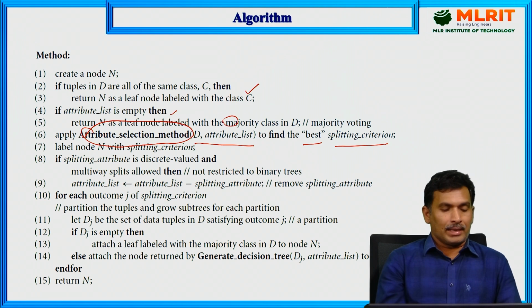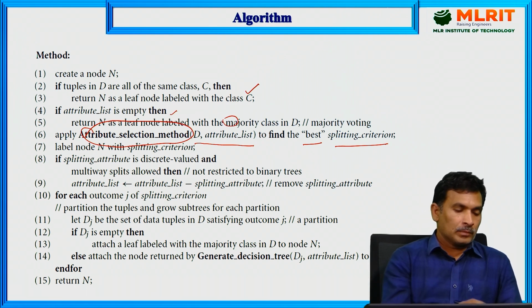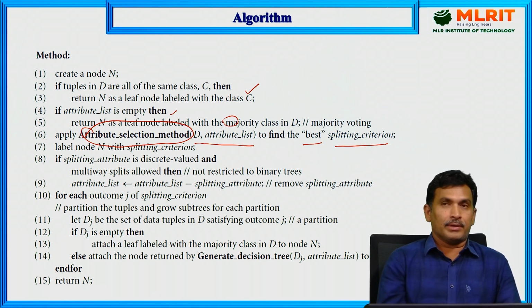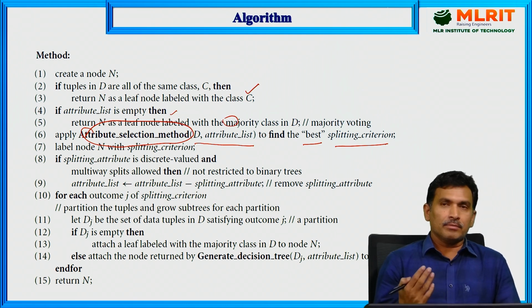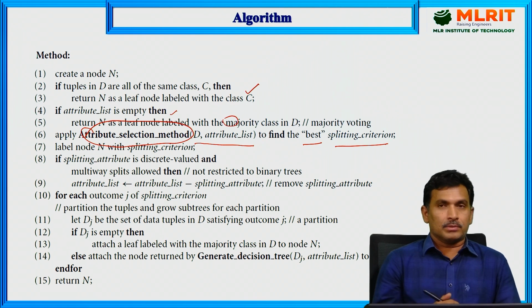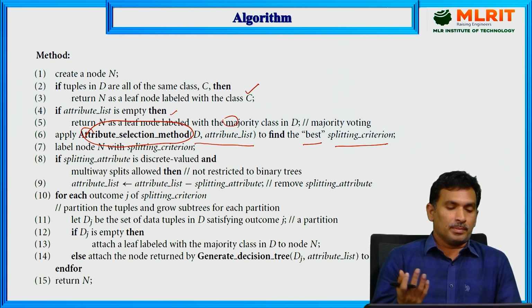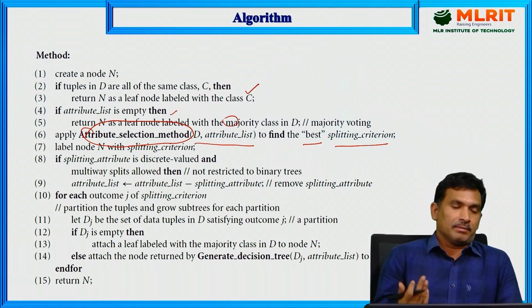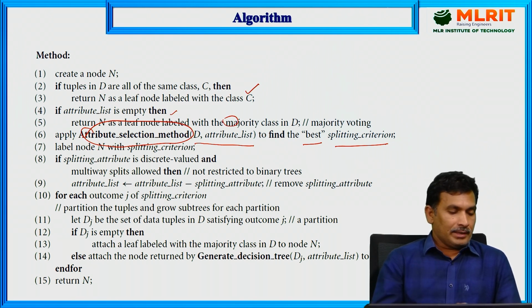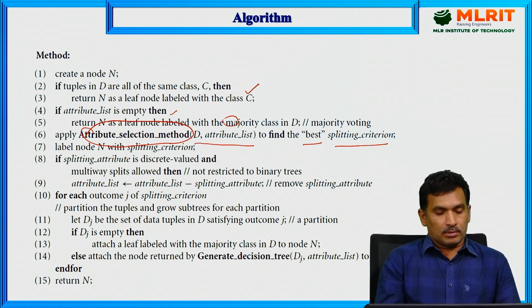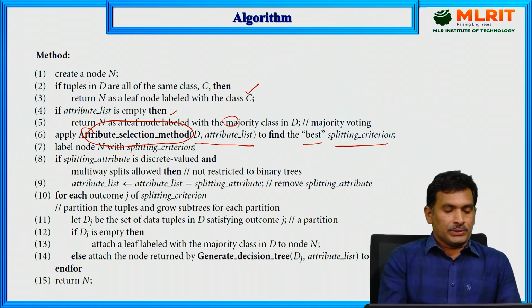Next, label the node n with the splitting criteria. There could be three possibilities for the splitting attribute: the values are discrete, or continuous, or discrete and the tree is binary. For each category we have to act accordingly. Multi-way splits are allowed. Then next, for each outcome j of the splitting criteria, partition the tuples.